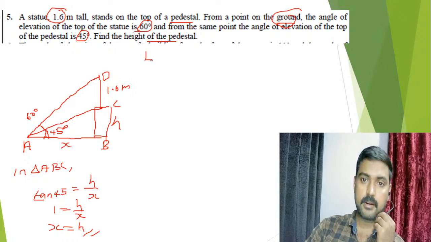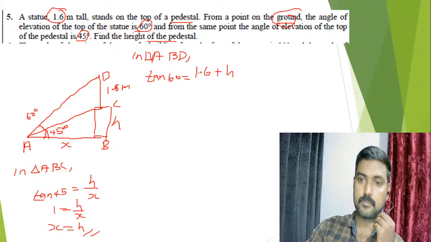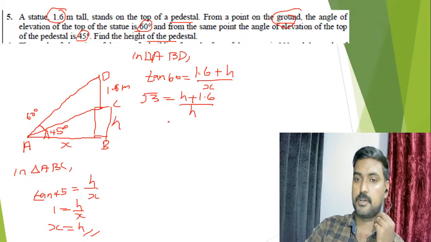Now the next triangle. In triangle ABD, the biggest triangle, tan 60 is equal to opposite side by adjacent side. The opposite side means the 1.6 meter statue and the pedestal also, so the opposite side is 1.6 plus h, divided by x. Tan 60 is equal to root 3, and h plus 1.6 divided by x, where x is equal to h. So here also we can mention h.